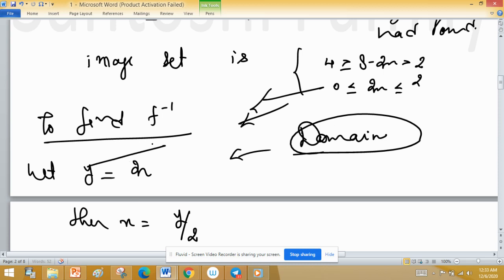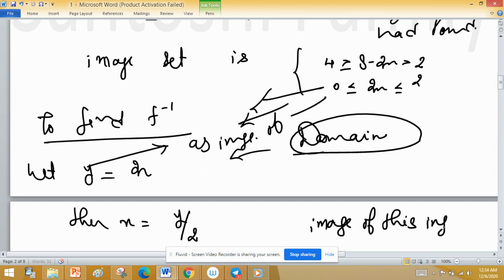This y is an image of this 2x type, and we want an expression for this image set, this image of this image.